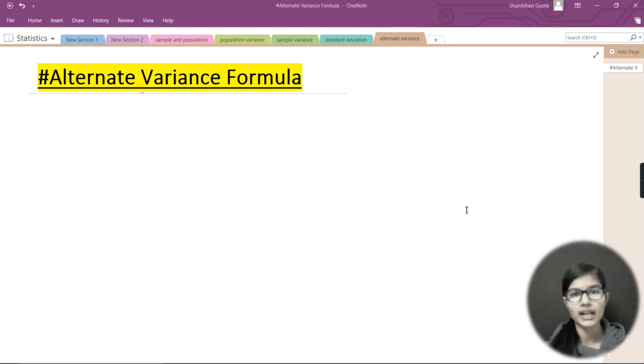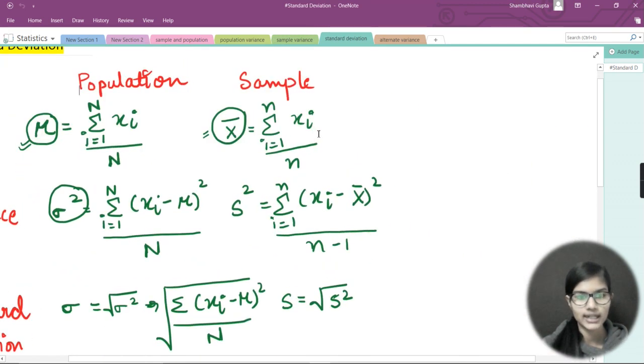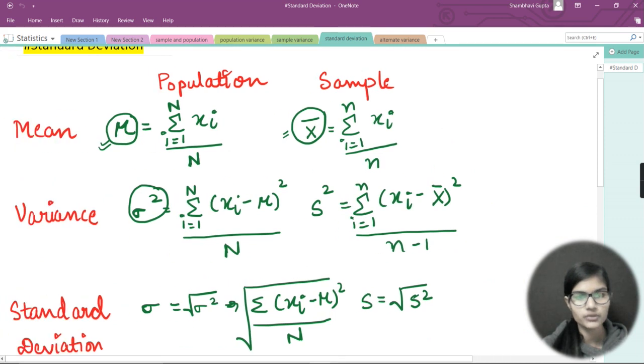So I told you in the previous video about the standard deviation, right? Just let me zoom out, and I hope this must be visible to you all. We have discussed the population and the sample things, okay? In the population and sample I have categorized the mean, variance and standard deviation. We have seen all those things. So in the population I have told about one formula of variance, that is population variance.